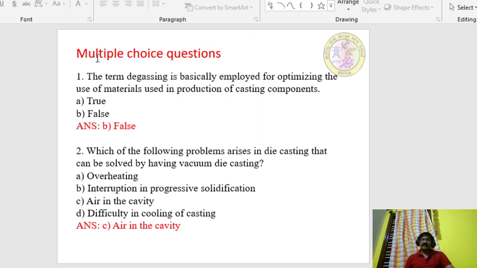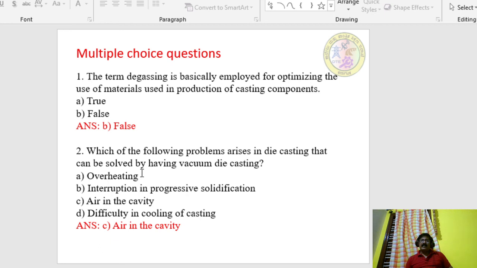And now we look into certain multiple choice questions. First question: the term degassing is basically employed for optimizing the use of materials used in the production of casting components. Options are true or false. It is definitely false. And which of the following problems arises in die casting that can be solved by vacuum die casting? Options are overheating, interruption in progressive solidification, air in the cavity, difficulty in the cooling of casting.